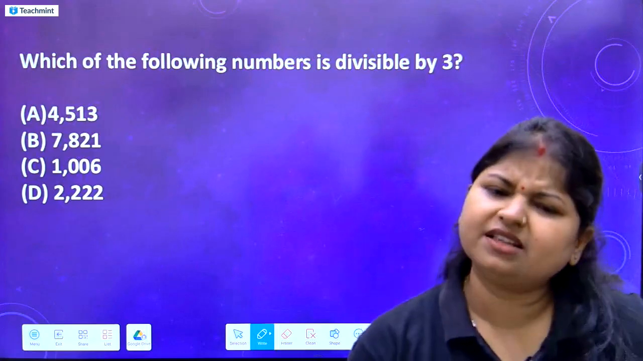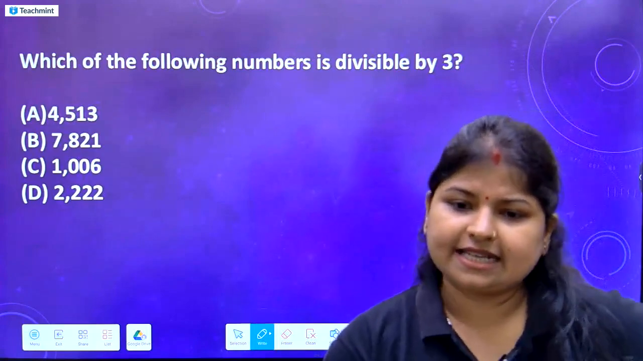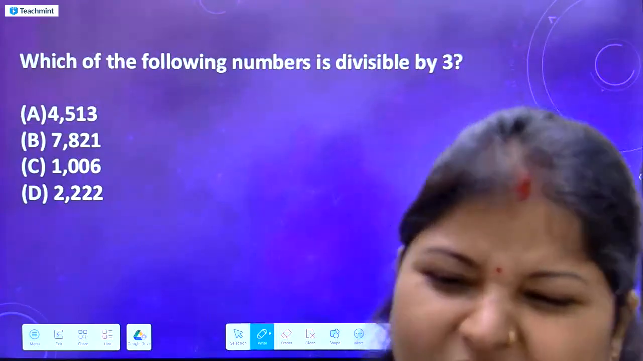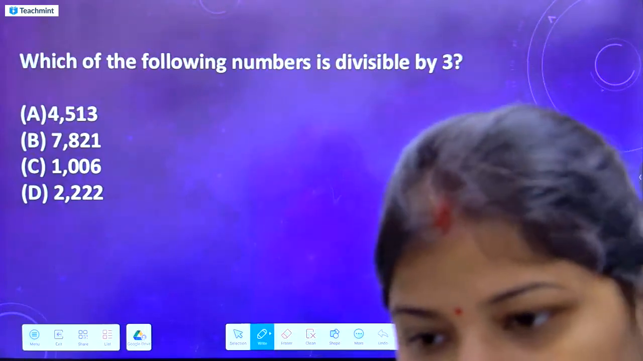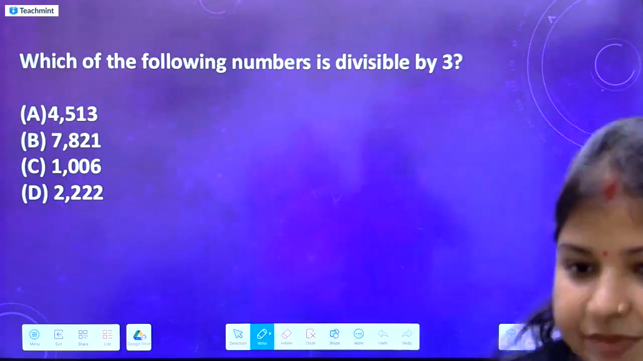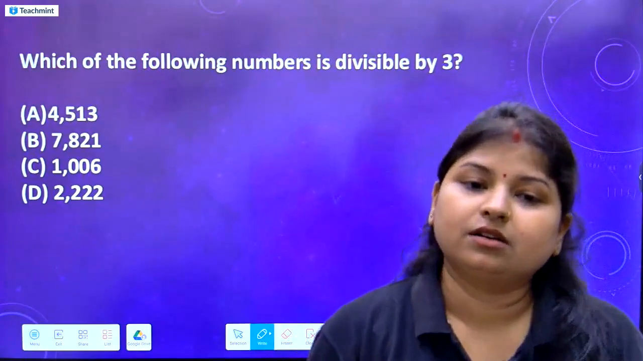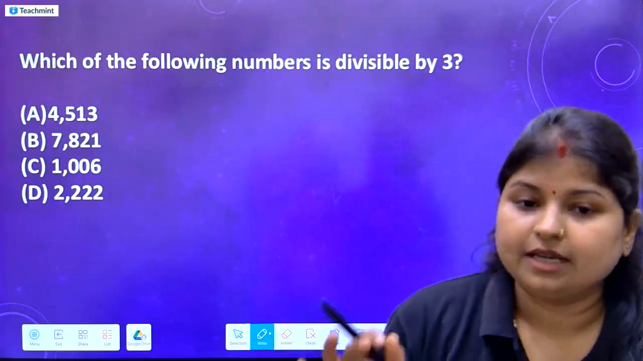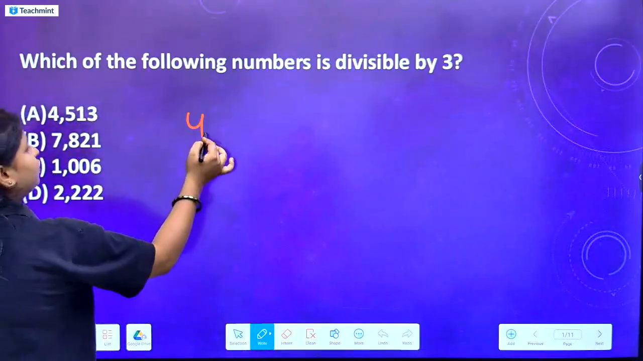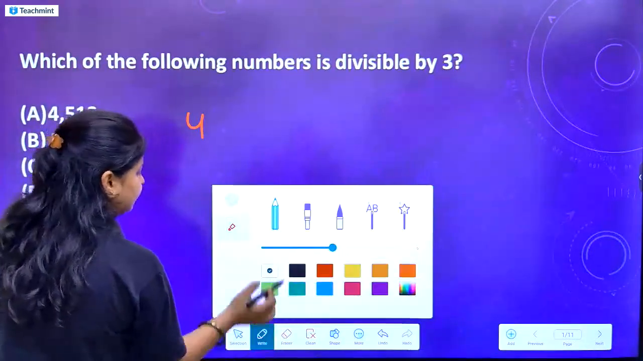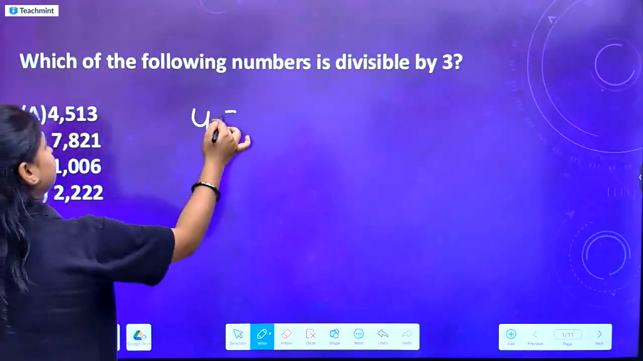Only 4 correct answers. Riddhiman, Adya, Dhruv and Siddhant. Very good, beta. But only 4 correct. Everyone is making mistakes in haste. See, what was the divisibility rule of 3? Divisibility rule of 3 was that you have to add the digits, right? You have to add the digits.